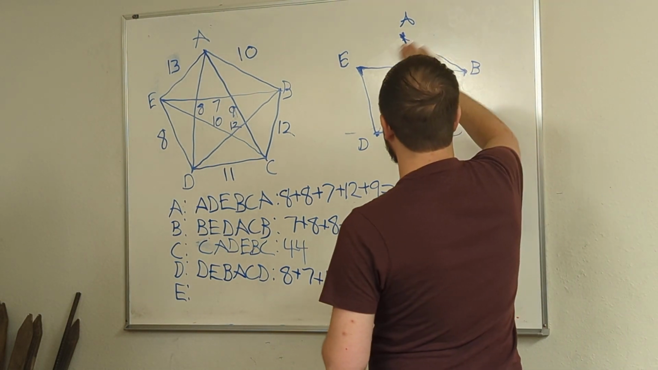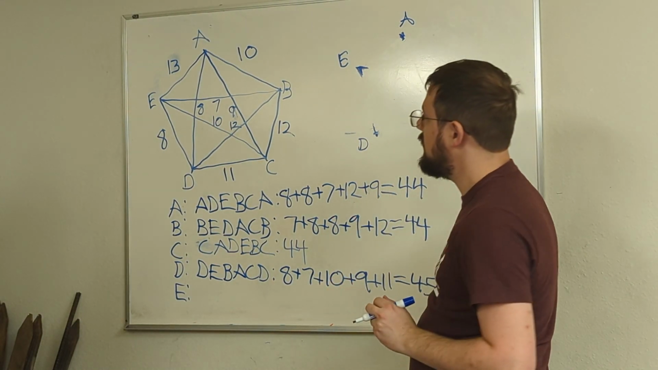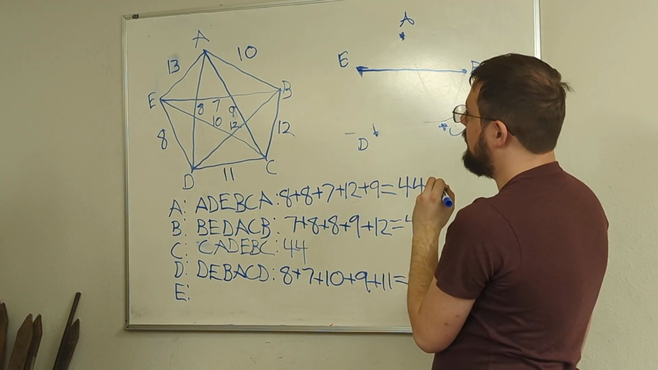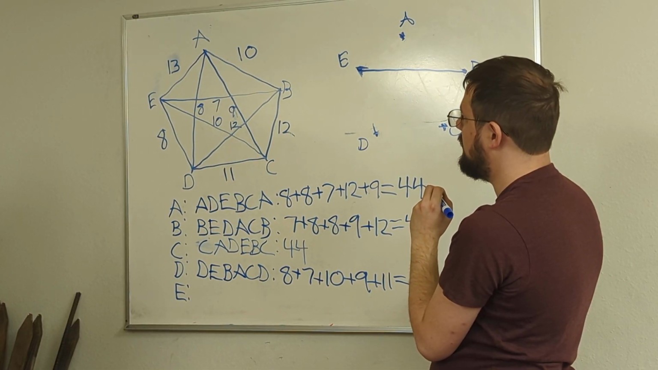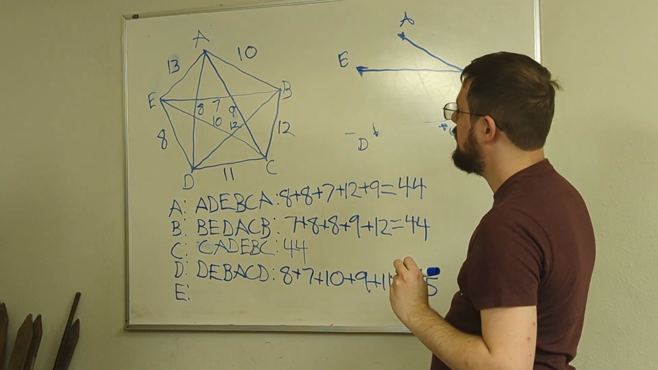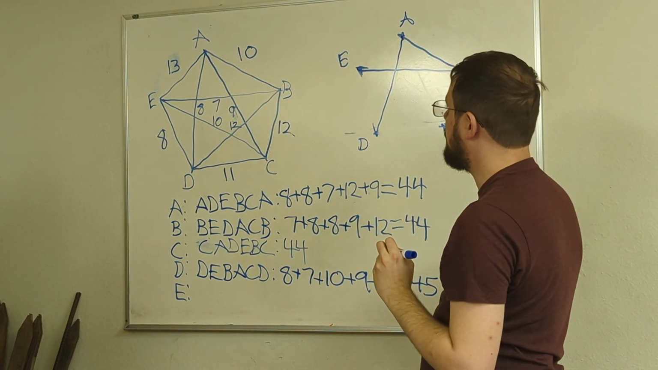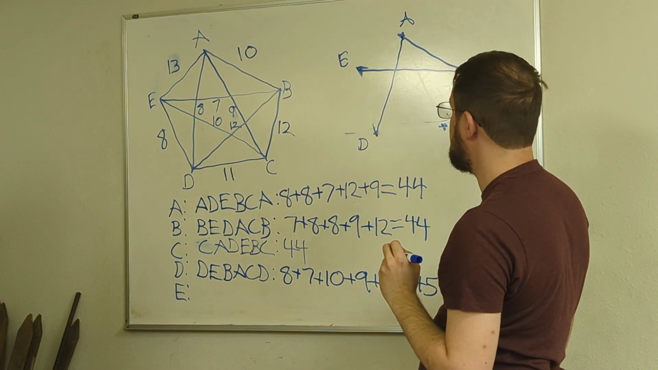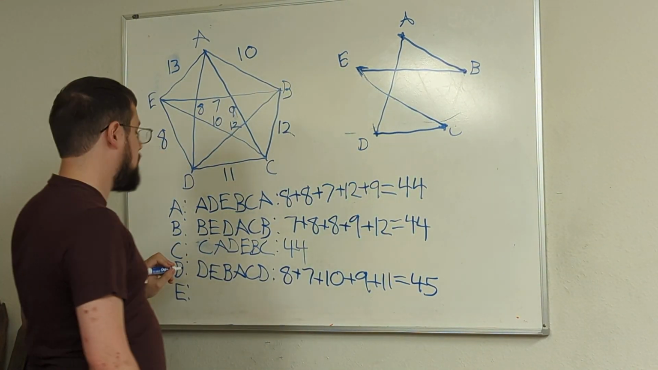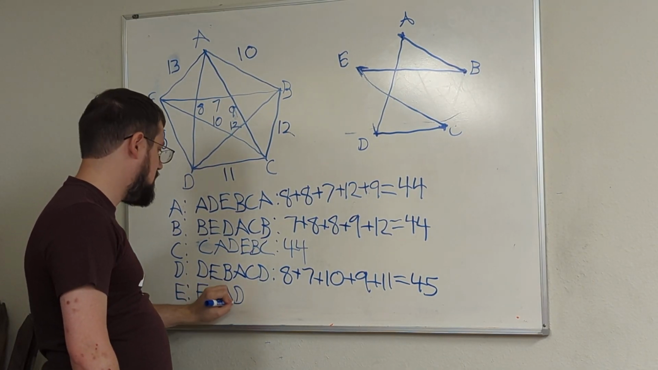And then the last one that we have left to try is E. From E, our cheapest edge is to B. From B, our cheapest edge is going to be to A. And then from A, cheapest is to D. And then from D, at this point we only can go to C and then back to E. So we went E, B, A, D, C, E.